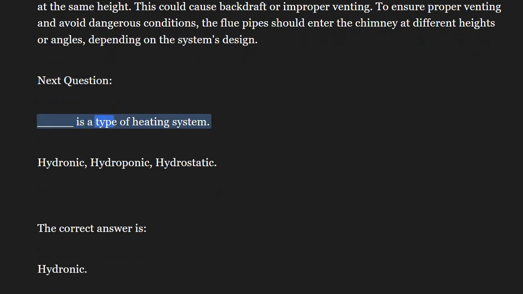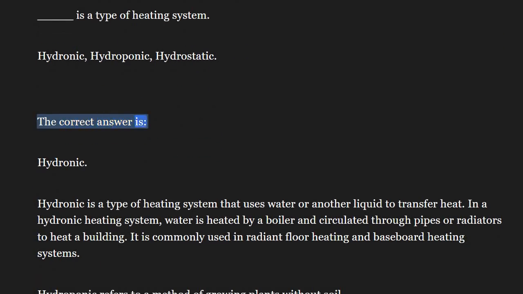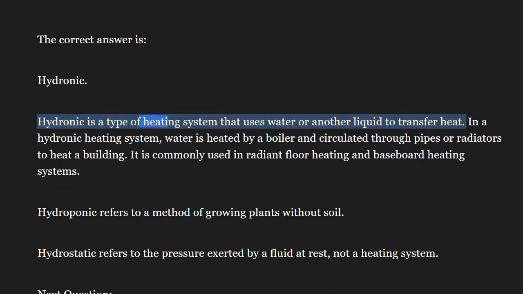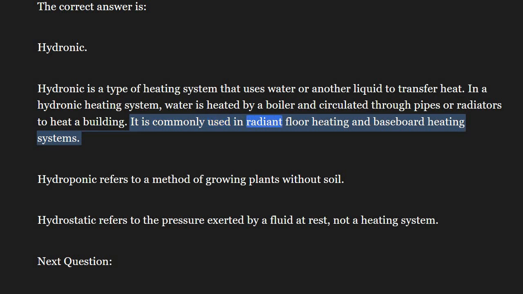Next question. Is a type of heating system hydronic, hydroponic, hydrostatic? The correct answer is hydronic. Hydronic is a type of heating system that uses water or another liquid to transfer heat. In a hydronic heating system, water is heated by a boiler and circulated through pipes or radiators to heat a building. It is commonly used in radiant floor heating and baseboard heating systems.